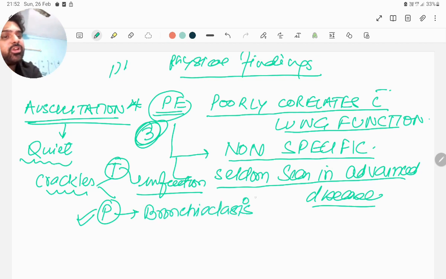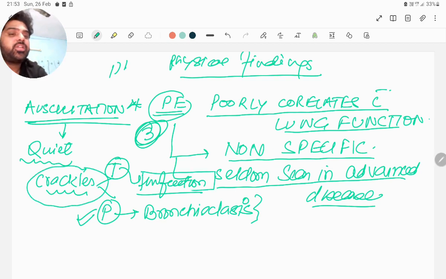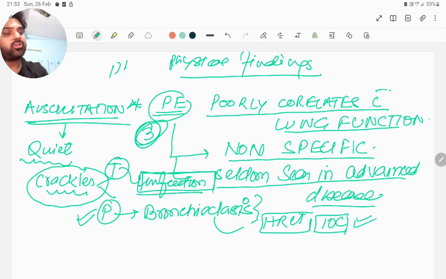This is a very important point regarding physical examination. Generally on auscultation in a COPD patient, the chest will be quiet. But if at all anything is present, it can be crackles. If crackles are temporary, that means it is an infection. And if they are permanent, then you should think of bronchiectasis, where you should go for HRCT, which is the investigation of choice in cases of bronchiectasis.